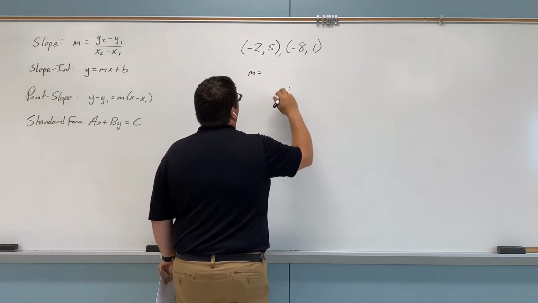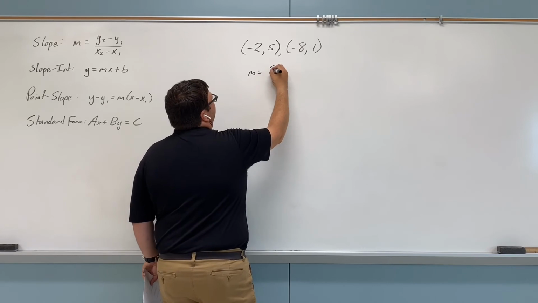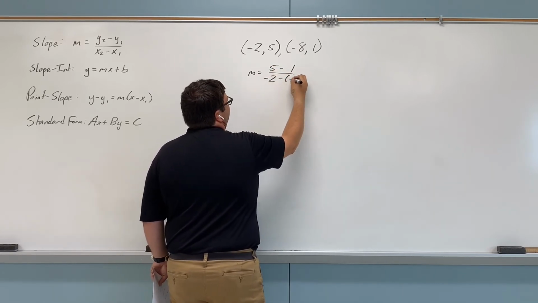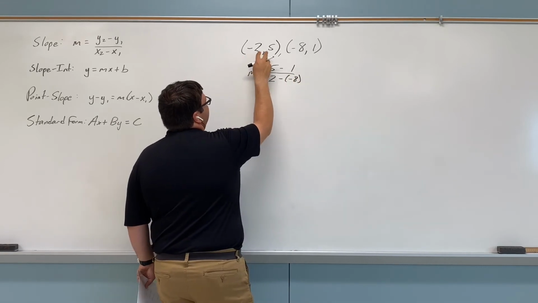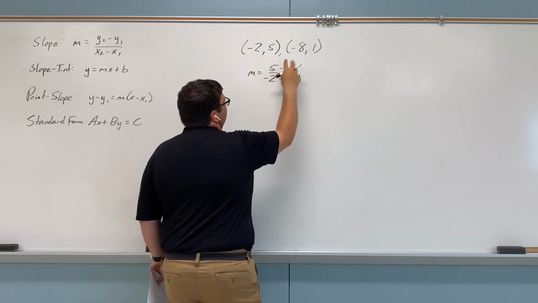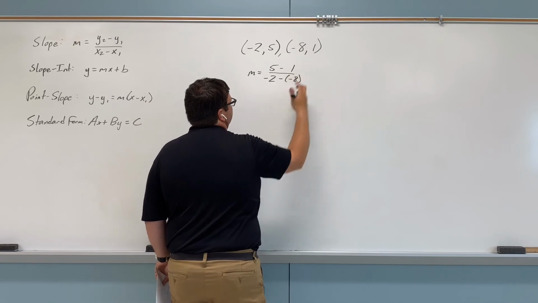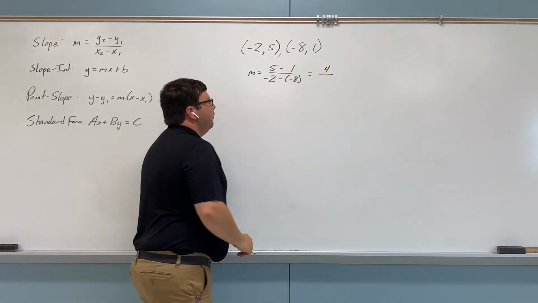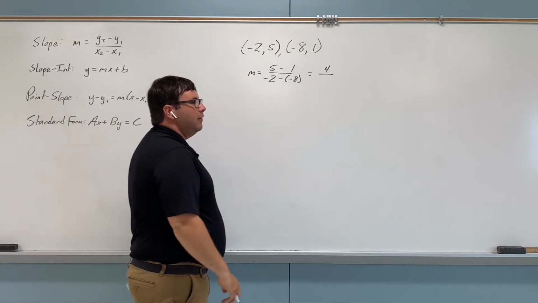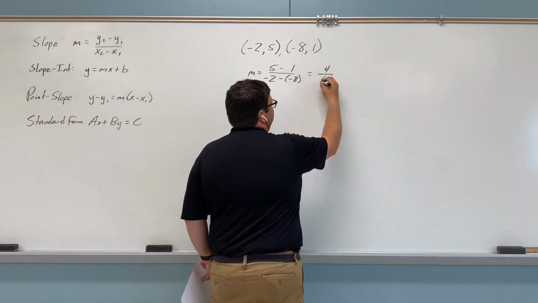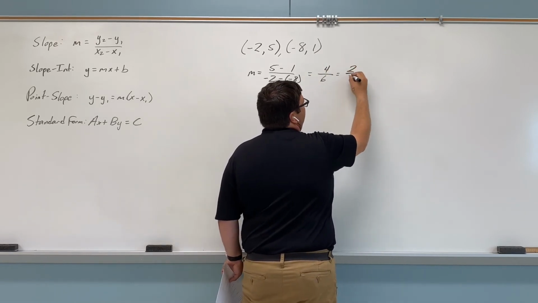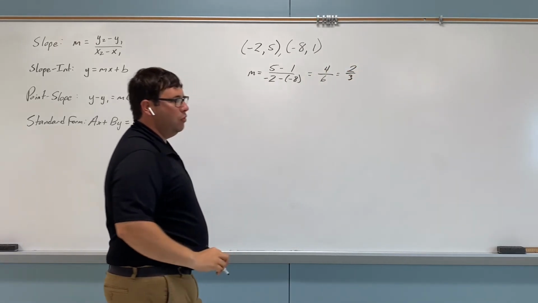We have 2 points. We have a slope formula. We have the technology. All right, so I have 5 minus 1 over -2 minus a -8. Remember, it's very important to keep your points together as you're going through this process. 5 minus 1 is 4. Beautiful. -2 minus a -8 is like -2 plus 8, which is 6. This can reduce, so you should do it. You get a slope of 2/3.